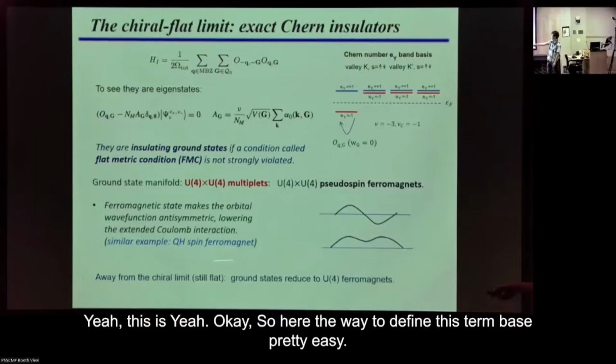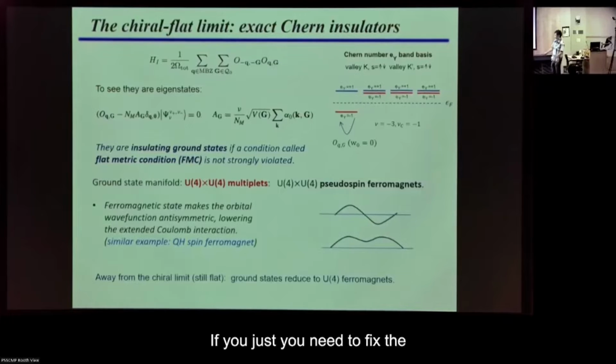And similarly, in quantum Hall physics, you also have the spin ferromagnets because of the topology of the Chern band. Okay, so all these are chiral-flat limits, which give you many degenerate ground states, which is obviously not true realistically because we are not in the chiral-flat limit.